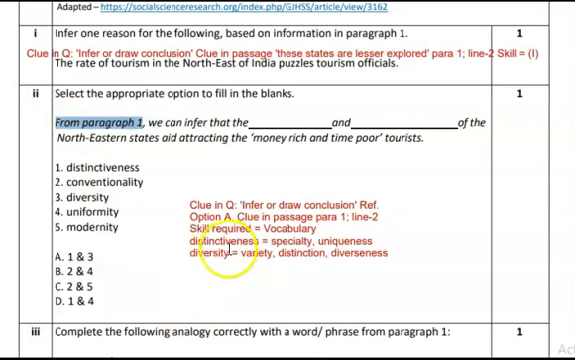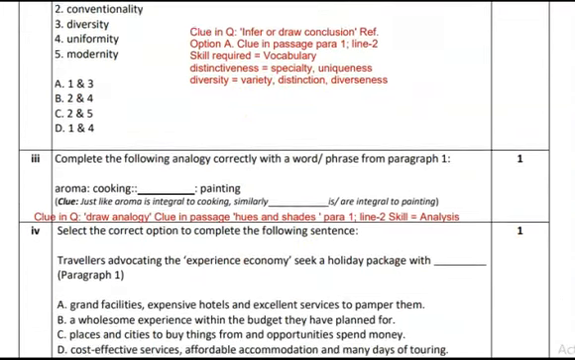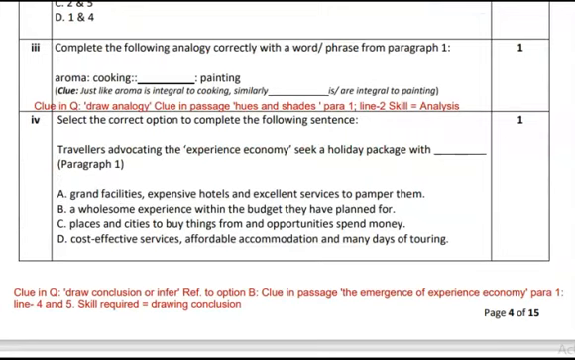I have given you the meanings of these words. Distinctiveness means speciality or uniqueness, and diversity means variety or distinction. So you can use this hint also. Now again, this is a reading-based question, not very difficult to do. You must be doing it as child's play.